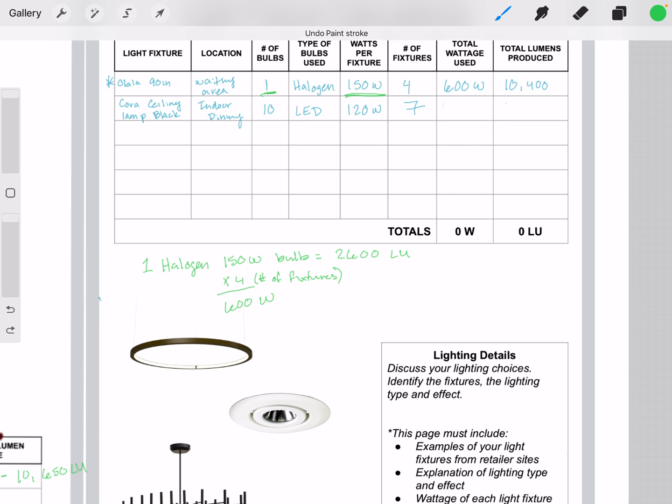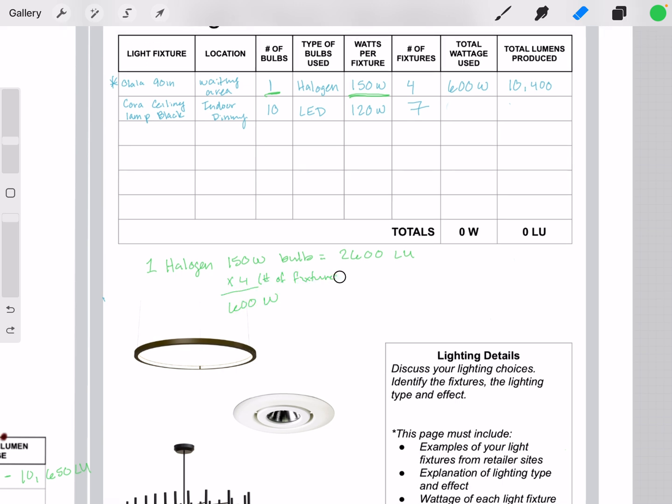All right, so now the last thing we need to do is figure out how many lumens. All right, so we don't need this part anymore. Or actually, I'm going to leave that there just so you have it. We're just going to erase this part. Okay, but now we're going to look over here at lumens. So we have 150 watts per bulb per fixture. So now what we're going to do is multiply this, because this is how many lumens 1 of these lamps produces, and I have 4 of these chandeliers.